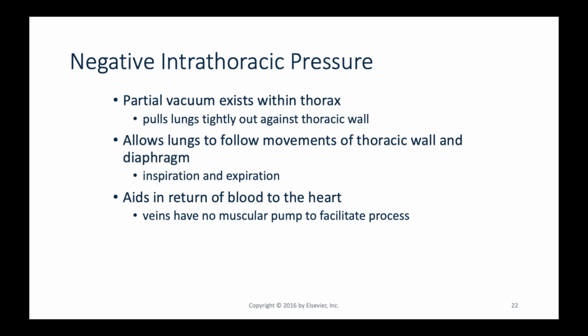And it aids in the return of blood to the heart. The veins don't have this muscular pump to facilitate the process. So instead, the negative pressure in the thorax helps return that blood to the heart. It helps pull blood into the large veins in the mediastinum, such as the cranial vena cava, the caudal vena cava, and the pulmonary veins. These veins return large volumes of blood into the heart, but have no muscular pump to facilitate that progress.